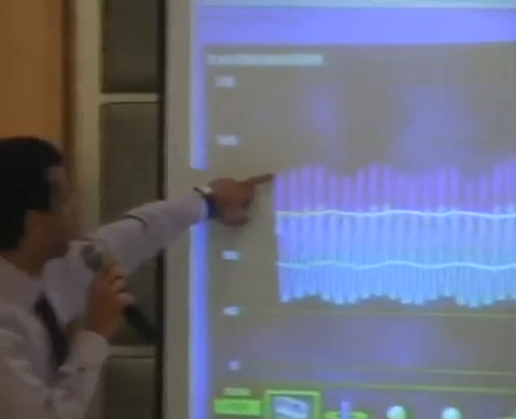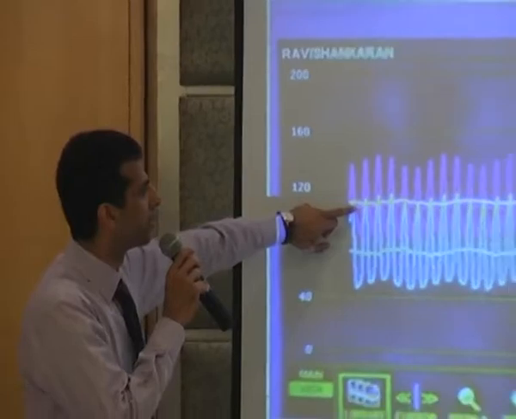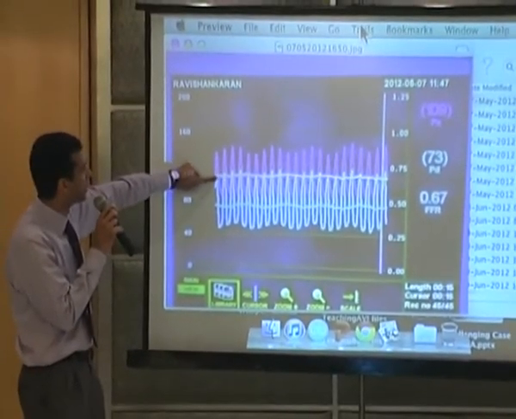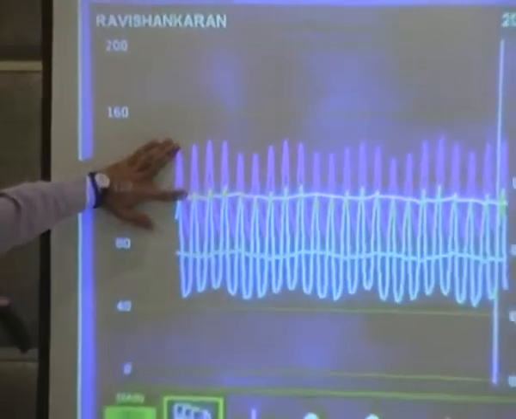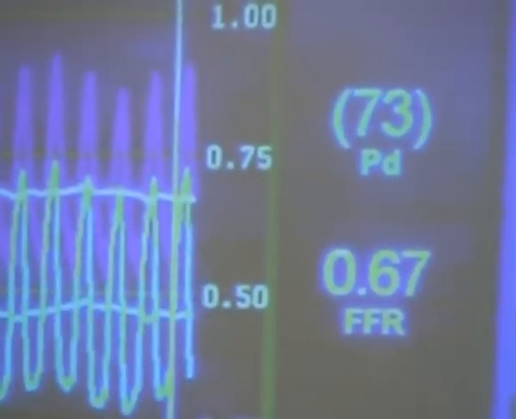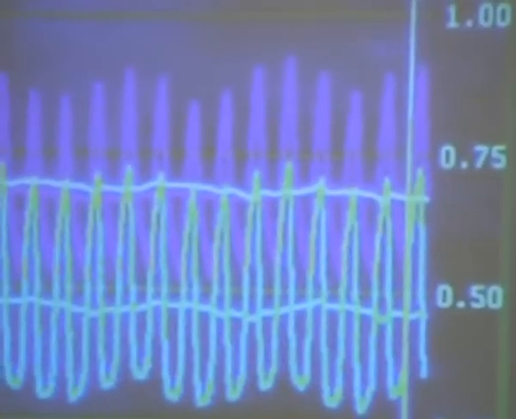The pink lines are aortic pressure and the blue line is the distal pressure. So this is taken as 1, and the difference between this is considered. Here the FFR value is given as 0.67. That means it's highly significant and this patient needs a procedure.